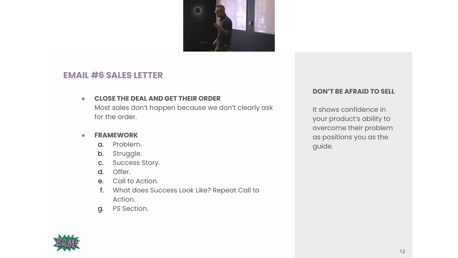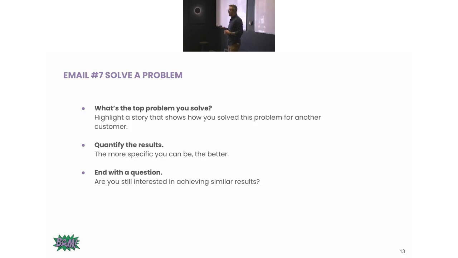Okay, so email number 7, after you get that sales letter, there's a couple more at the very end, and we're almost done here on these 10. So email number 7 is solving a problem. So it's asking that question, what's the top problem you solve? So highlight a story that shows how you solve the problem for another customer. You want to quantify the results. The more specific you can be, the better. And then end with the question.